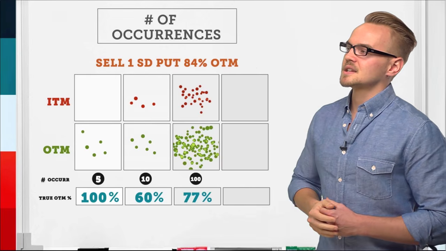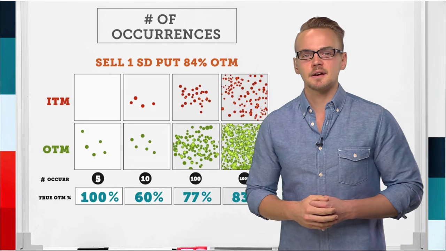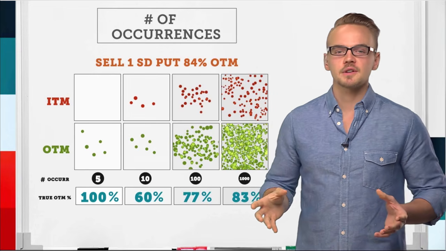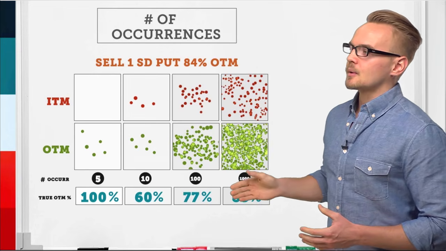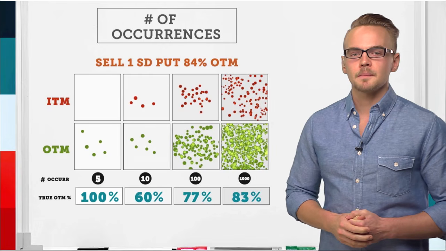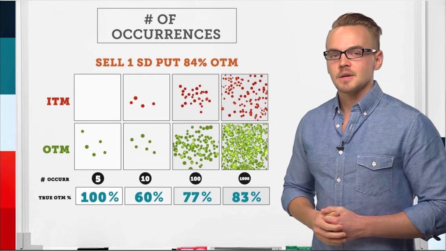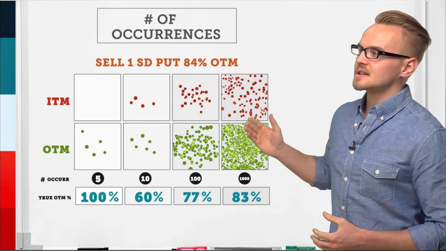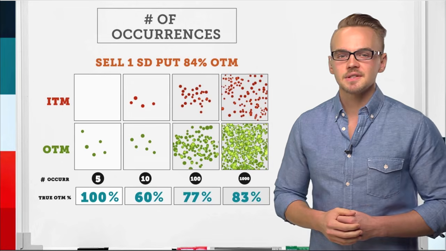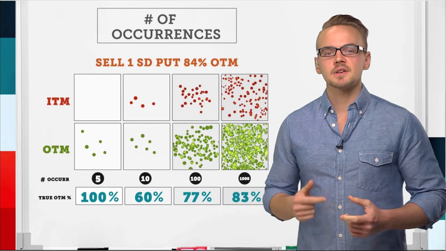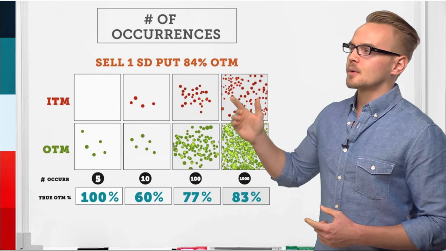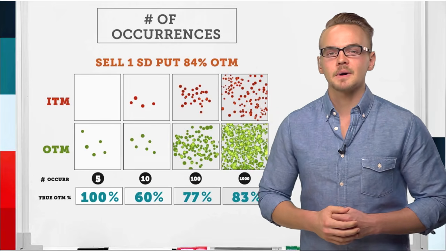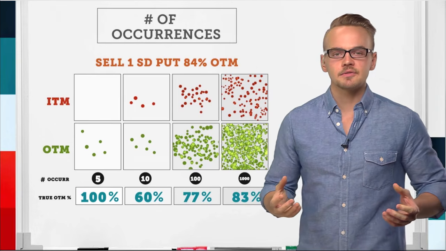So last but not least, let's get 1,000 occurrences on here. And this is really where the true meaning of number of occurrences can shine through. So now we've got 83% true probability of being out of the money. So we're very, very close to what we should be expecting. And you can see based on just the density of those winners, if I'm trading small and just doing this over and over and over again, I'm going to realize that probability of profit or probability of being out of the money. And that's going to be a good thing for my account.